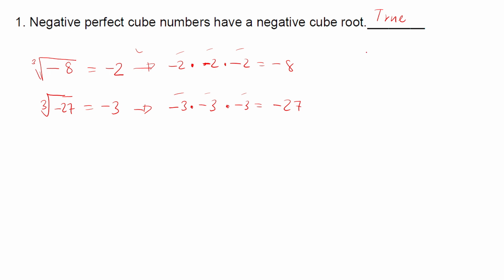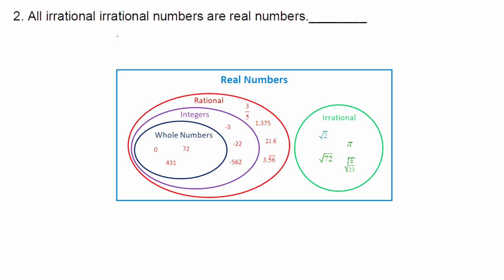Okay, we will proceed. Let's analyze this question: all irrational numbers are real numbers. So where's the irrational number here? This one, right? And obviously, irrational numbers are just inside our real numbers. That's the simplest explanation we can have here, and that's why this question is actually true.